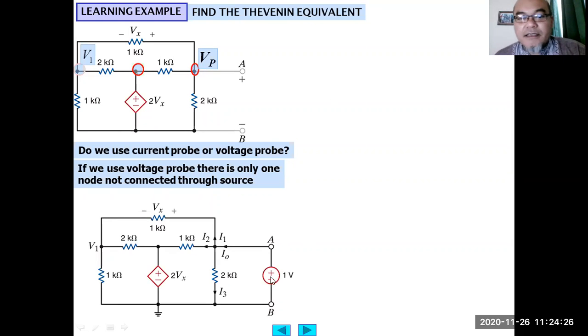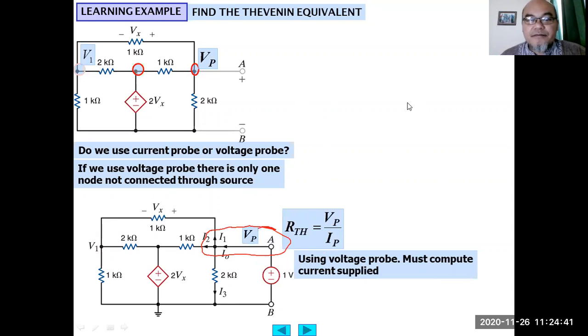So let's say we connect a single 1 volt voltage probe. This will be VP, this whole node will be VP. Then the Thevenin resistance of the whole left part of the circuit equals VP divided by IP. IP here is the current flowing through this branch.